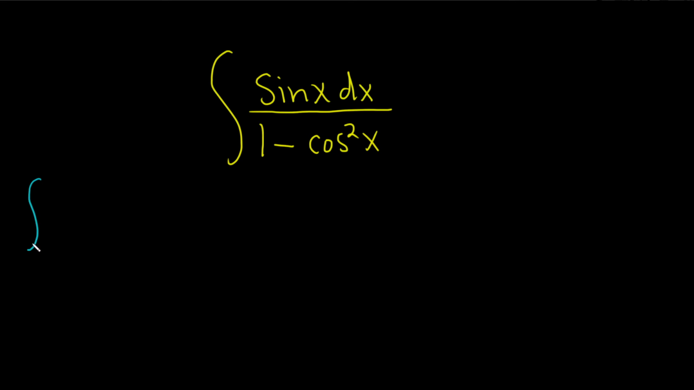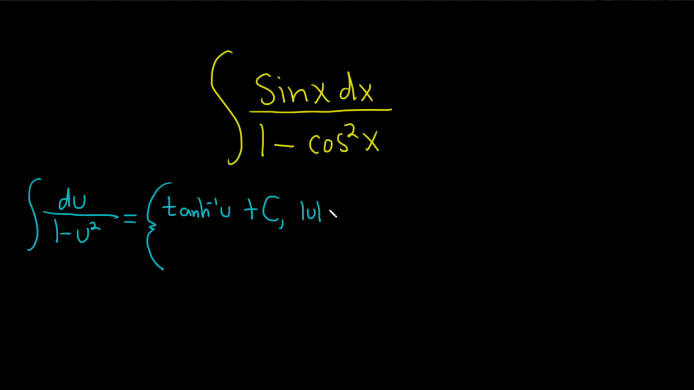So there is a formula, and the formula says if you have du over 1 minus u squared, this is equal to the following. So you actually have two cases. So we have the inverse hyperbolic tangent of u plus c, and it'll be equal to this if the absolute value of u is less than 1. And the other case is it's the inverse hyperbolic cotangent of u plus c, and it'll be equal to this if the absolute value of u is greater than 1.